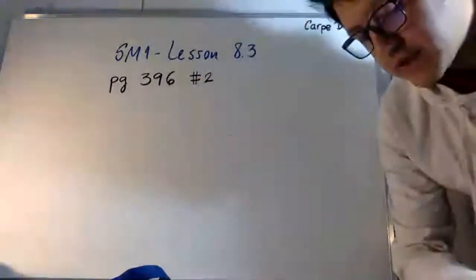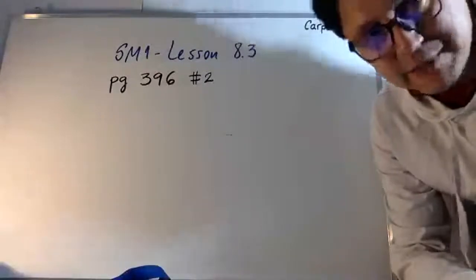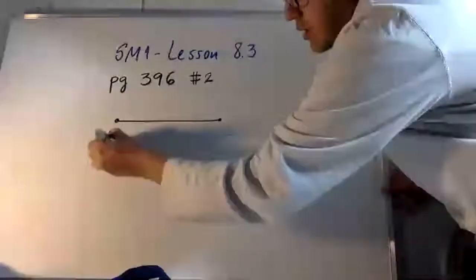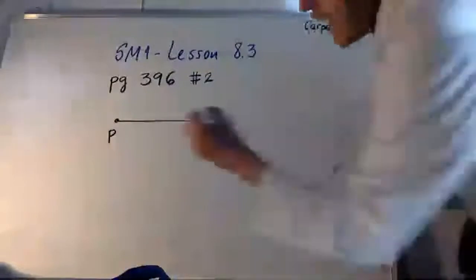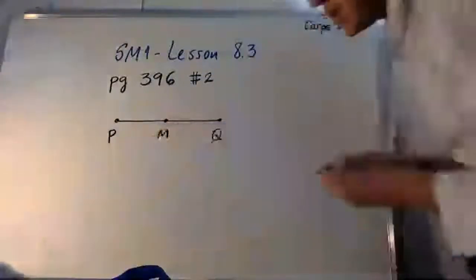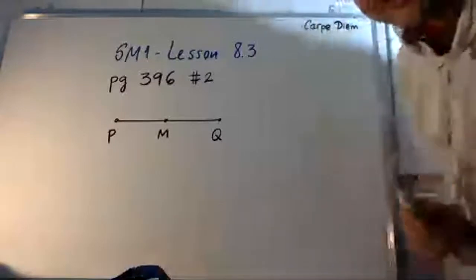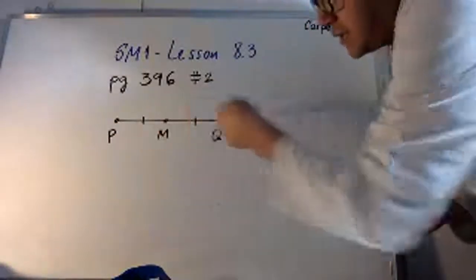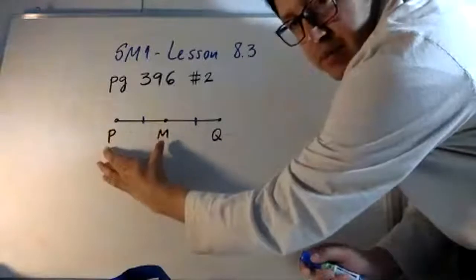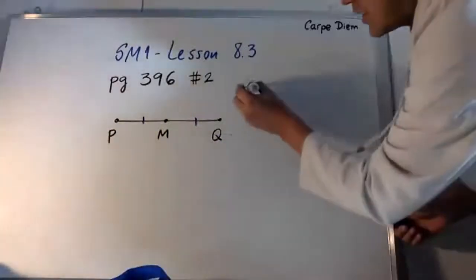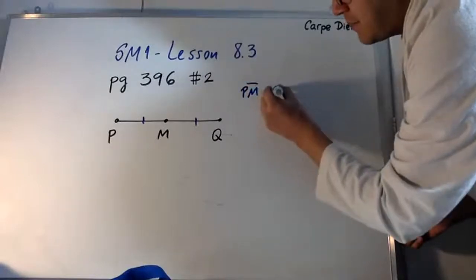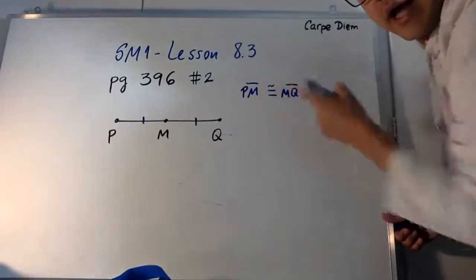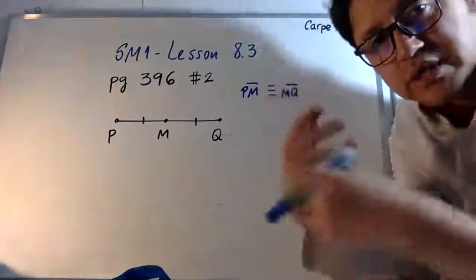The first thing is they show you a segment. It's segment PQ, and it happens to have this point. They show you these 2 marks here and here, implying that segment PM is equal to segment MQ. Can you see this line on top of the equal sign? That's how you express that in geometry.